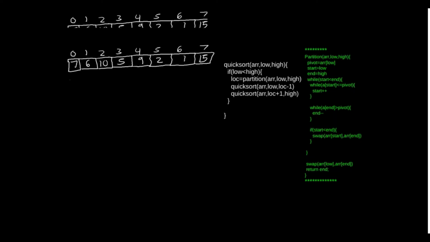All right, so now let's go into the code walkthrough. So quickly come here. We're going to choose our pivot here, which will be 7.